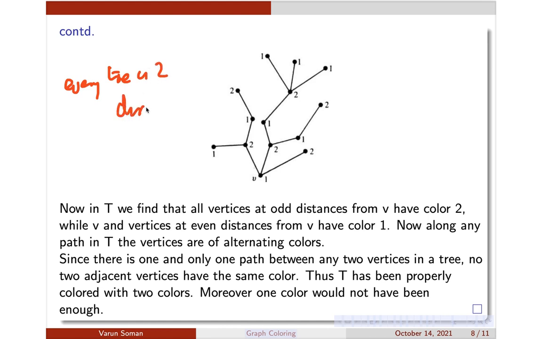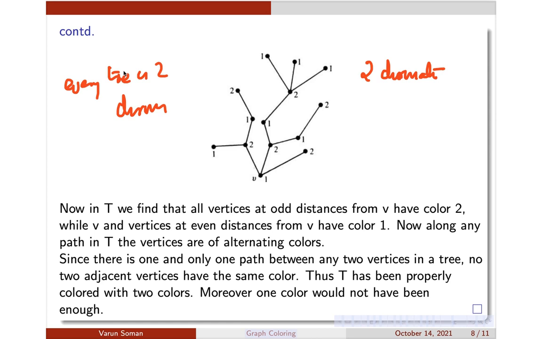Now the reverse problem. The next problem we will be discussing is, are all two chromatic graphs trees? We are going to think of the reverse problem. We have now discussed that every tree is two chromatic. The reverse problem is, are all two chromatic graphs trees? It's not generally true.